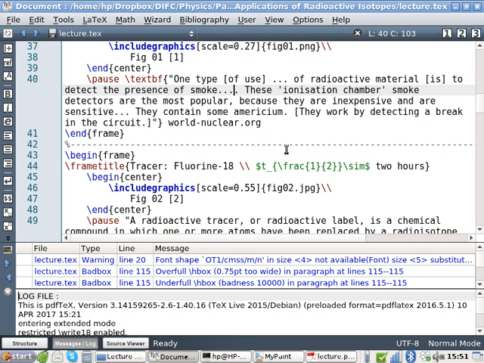I don't quite have my picture right for how the smoke alarm works. It's not exactly how I'm showing you. But the key concept is that it works by detecting a break in the circuit because the smoke blocks the ionization radiation coming into the chamber.